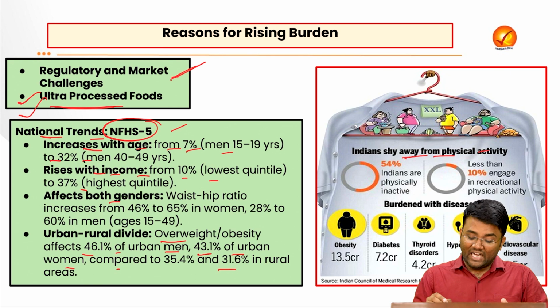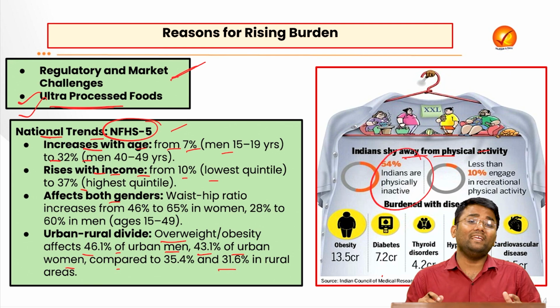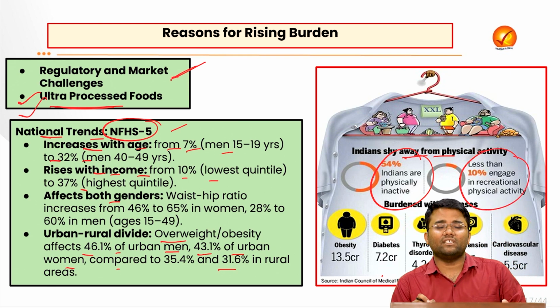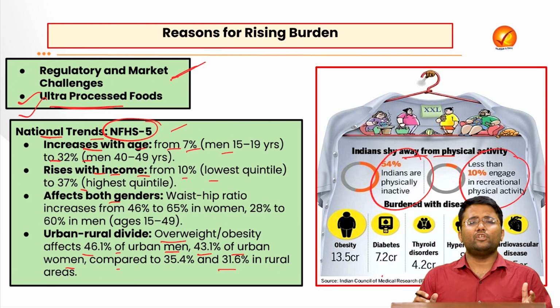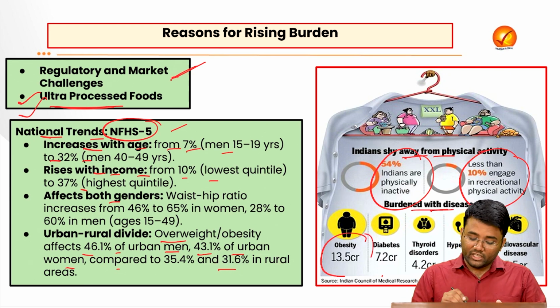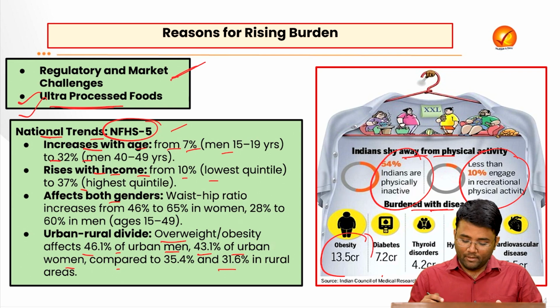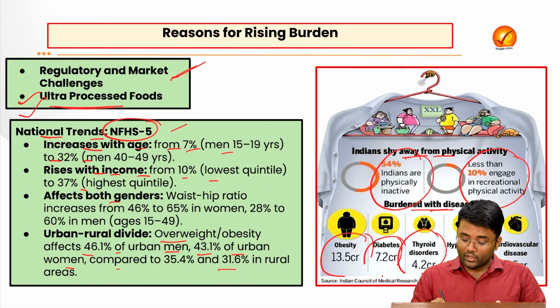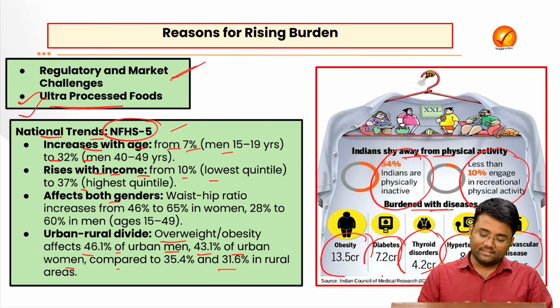This ICMR research says that 54% of Indians are physically inactive and less than 10% are engaged in any kind of recreational or physical activities like yoga, playing cricket, playing badminton or anything of that sort. And that is the reason they are burdened with disease. 13.5 crore are obese, 7.2 crore are diabetic, 4.2 crore have thyroid disorder, 8 crore have hypertension, and 5.5 crore have cardiovascular diseases.